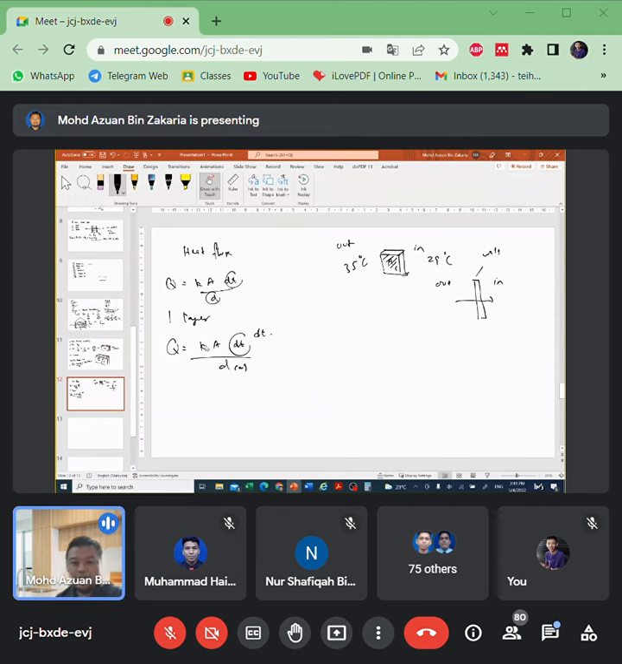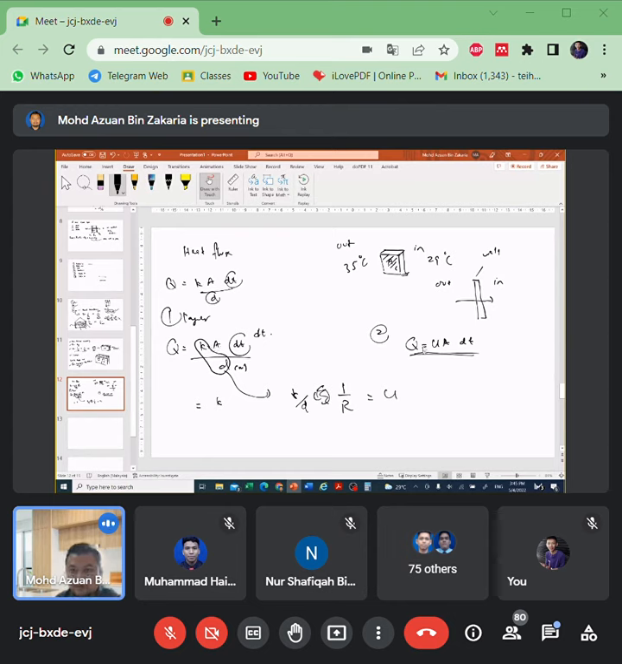when we see this K over D, what is K over D? Let's pick it outside. If we invert K over D, it's actually 1 over R, so it is equal to U. So what we can say is Q is U A dT. Alright, that is the first format of the equation.